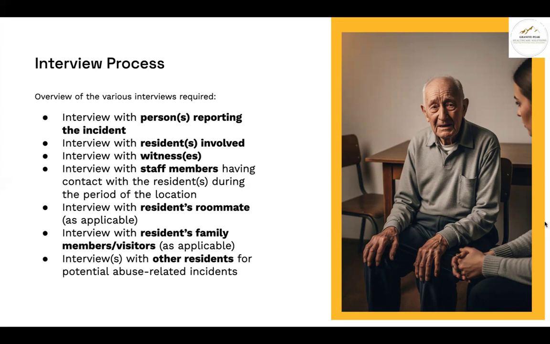And if something happened in a resident room and they're in an individual room by themselves, you'll want to interview the residents that are in the surrounding rooms to see if they heard anything. You'll also want to interview residents' family members or visitors if it's applicable to the situation. And for sure, you want to interview other residents for potential patterns of abuse that you're trying to rule out.